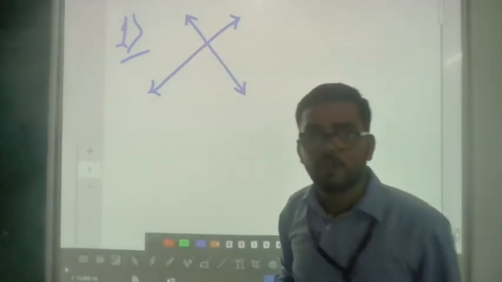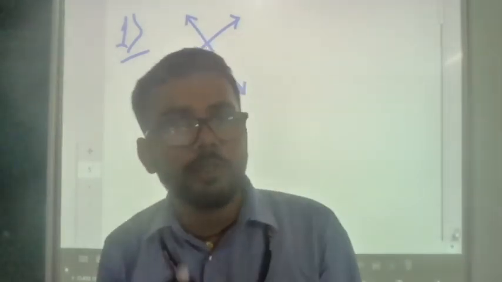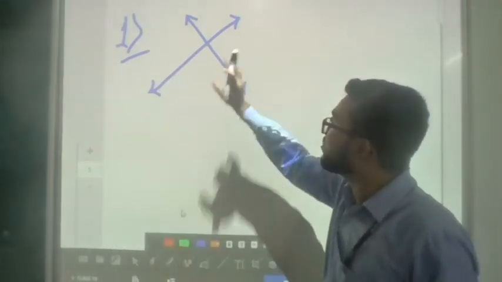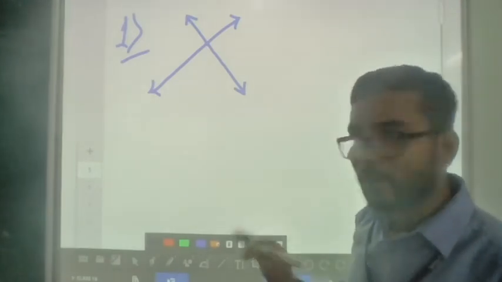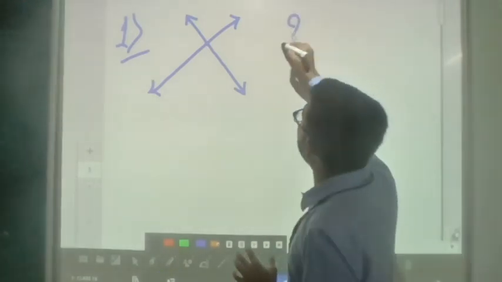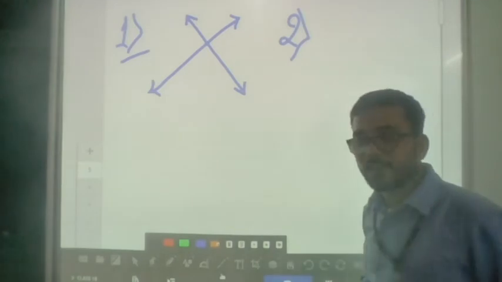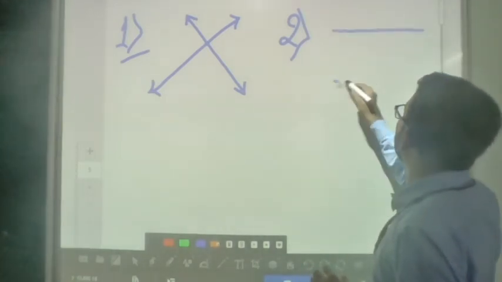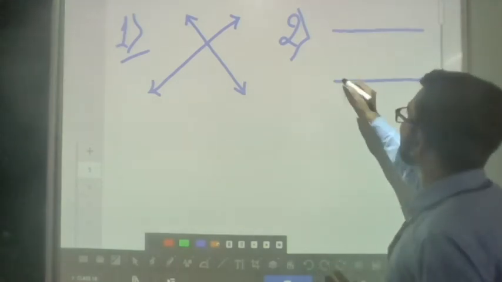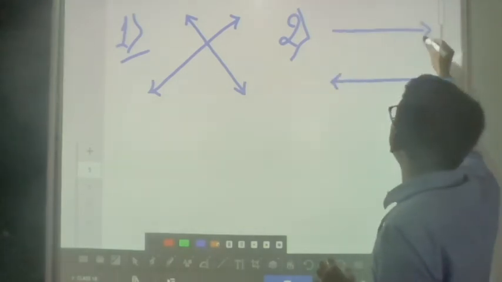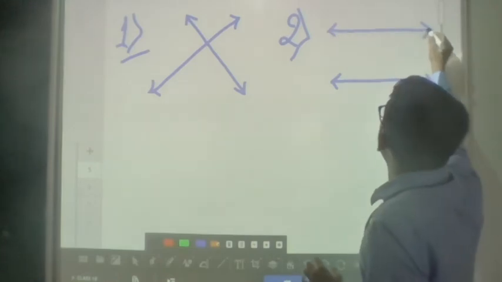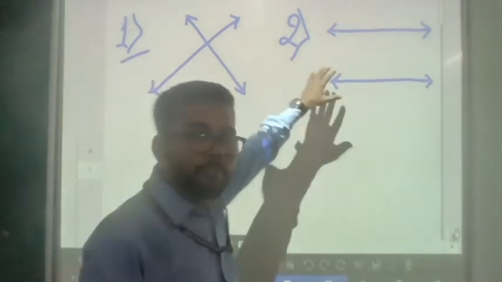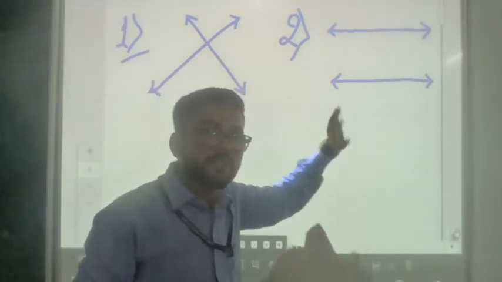If we draw lines representing linear equations, in the first case they may intersect at a point. In the second case, they never intersect each other, which means they will be parallel to each other. A line which never intersects another means they are parallel, and only then can they not intersect.